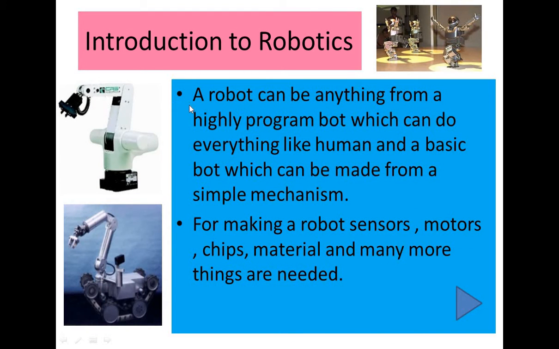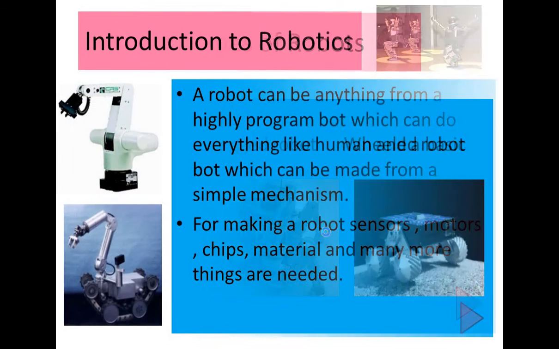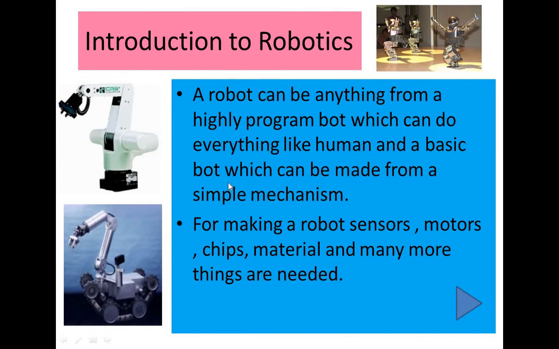Now a robot can be anything, from a highly programmed bot which can do everything like a human, to a basic bot which can be made from a simple mechanism. Now what does a highly programmed bot and a basic bot mean? So if you can see these three examples, it's a classification that I made to make the introduction to robotics simple. So in this I have made two categories: highly programmed bot and basic bot. By bot I mean robot.